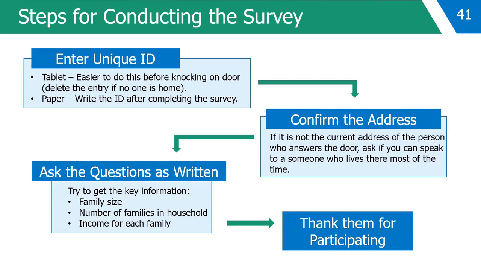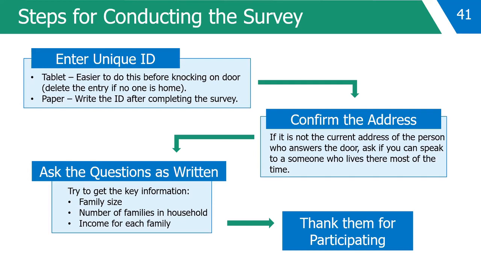So these are the steps when you're getting to the doorstep. The first thing you're going to want to do is enter that unique ID. For some of these survey applications, it's going to pull up some information for you. If you're using a tablet, what we found was that it was easier to enter that code before you knocked on the door. And then if nobody was home or nobody was eligible to take the survey, you just delete that. You don't make an entry for it right then.